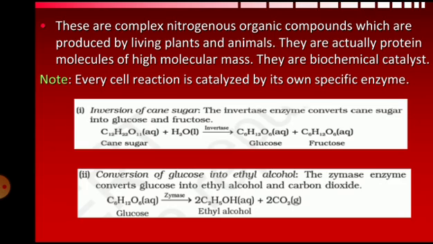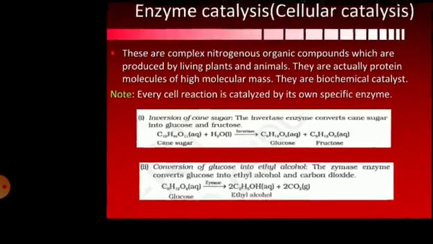In the examination, they may ask a question for 1 mark like this: which enzyme converts glucose into ethyl alcohol and carbon dioxide? Your answer should be the zymase enzyme. The answer should be what? Zymase enzyme converts glucose into ethyl alcohol and carbon dioxide.